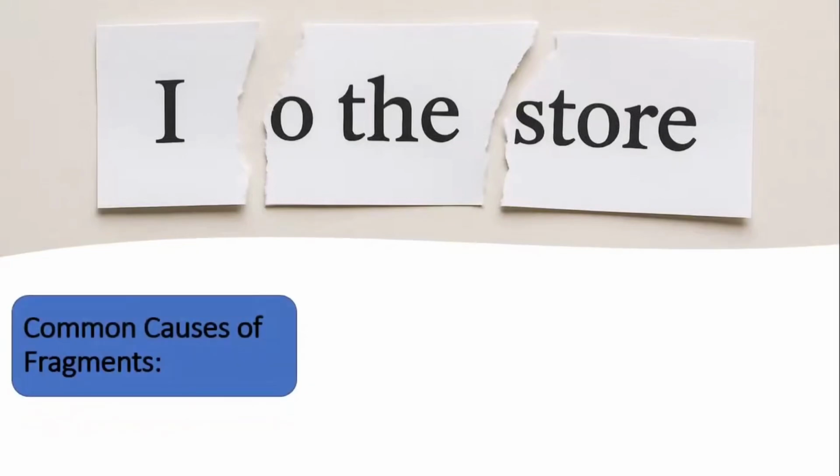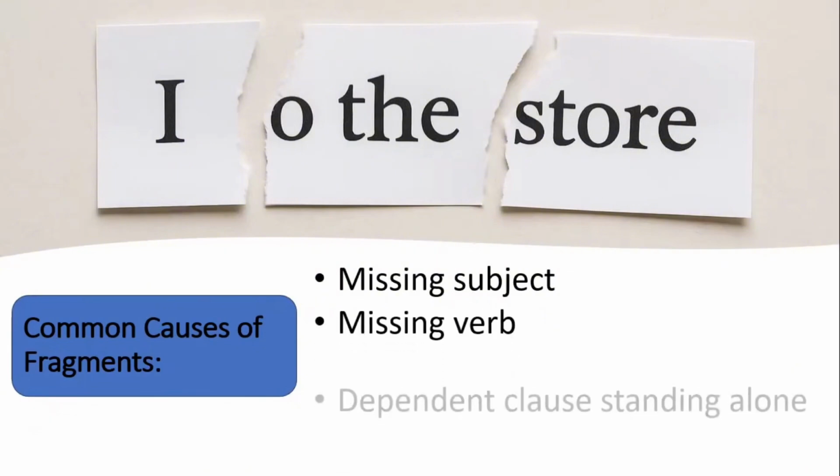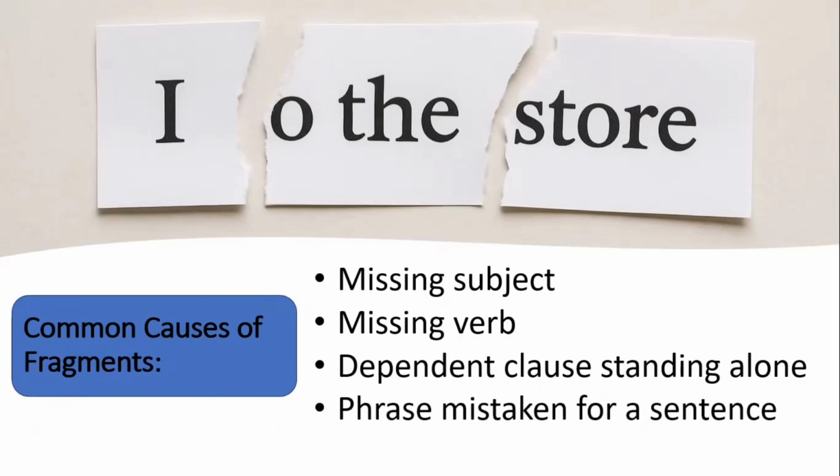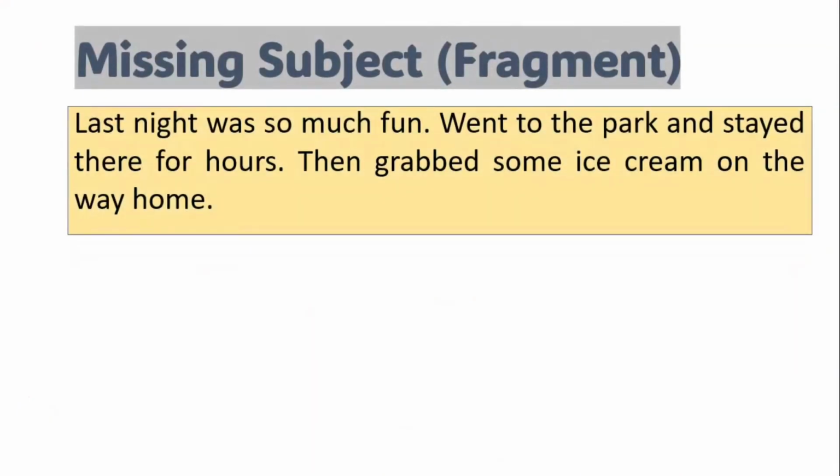So what are the common causes of fragments? Usually we have these causes. Sometimes it's a missing subject or a missing verb, a dependent clause standing alone, or a phrase mistaken for a sentence, and we'll explain each one of these causes. So first, if we look at a missing subject, let's look at this example. Take your time to read the sentences and decide what's wrong here.